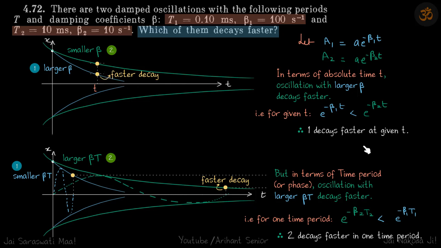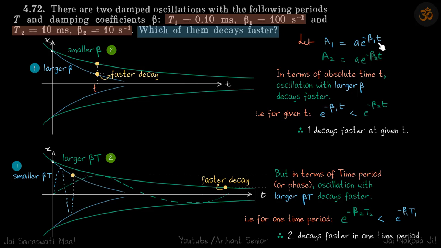Now the second way to find the decay is in one time period. The time periods are different. Here the time period is less in 1, so the first one will complete its cycle quickly, and the time period of the second is larger. It's almost like 100 times larger. So it will be like this. Its time period is pretty large for the second. Now let's see which one decays faster in one time period of each of them.